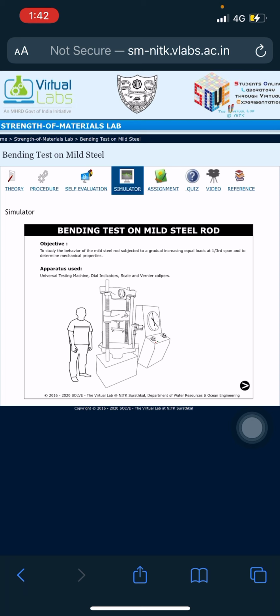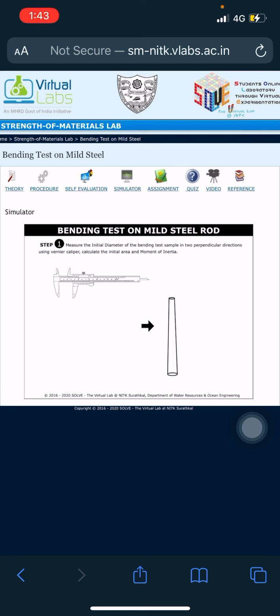Objective: to study the behavior of the mild steel rod subjected to gradually increasing equal loads at 1/3 span and to determine mechanical properties. Apparatus used: universal testing machine, dial indicators, scale and vernier calipers.